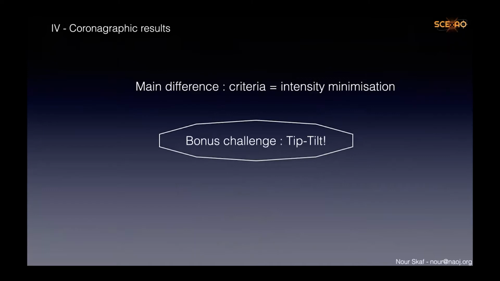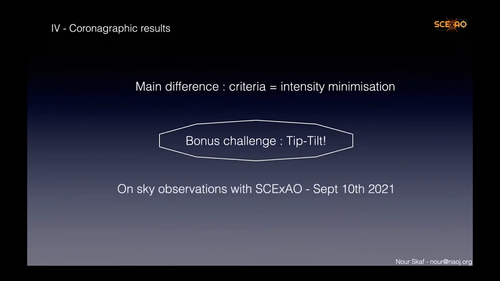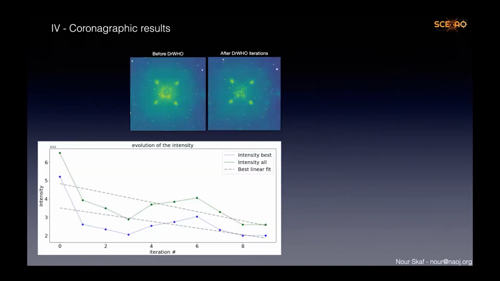The main challenge in that case is actually the tip-tilt, because during the observation, there is tip-tilt that makes the coronagraphic image brighter in intensity, which makes the selection criterion more challenging. So we did a further test on sky with the SCExAO instrument on September 10th with a fast infrared camera.